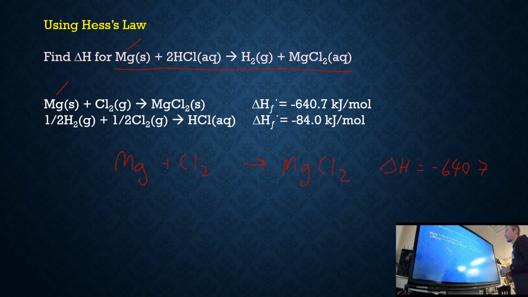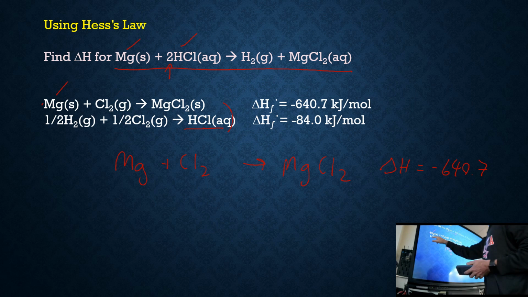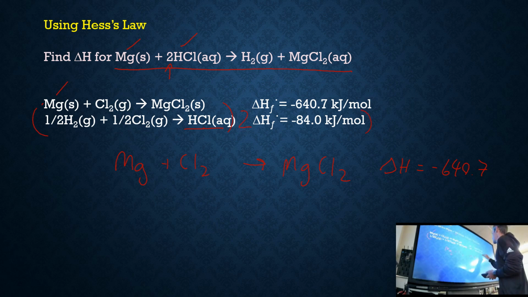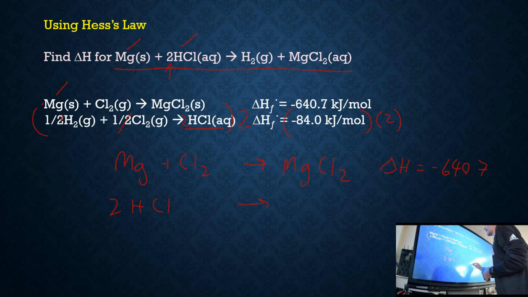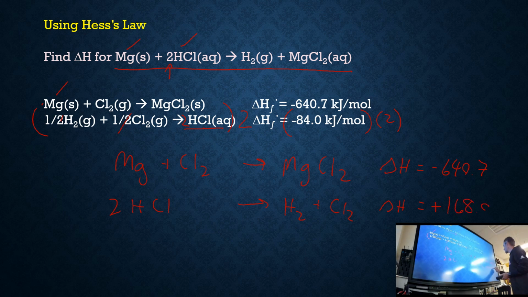Okay, now we look at our next reactant, HCl, and that's going to be the second reaction, but the second reaction has HCl as a product. So that means this needs to be flipped. And we have two of them, so everything here also needs to get multiplied by 2, which means this gets multiplied by 2. All right, so we take our 2HCl, and we're going to make H2 and Cl2, and our delta H is now positive because we flipped it. Okay, so we flip the reaction, energy flips, 168 because we multiply by 2.